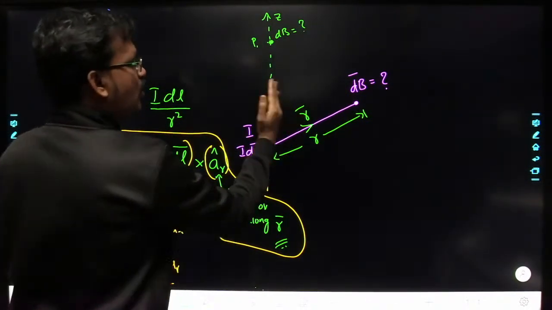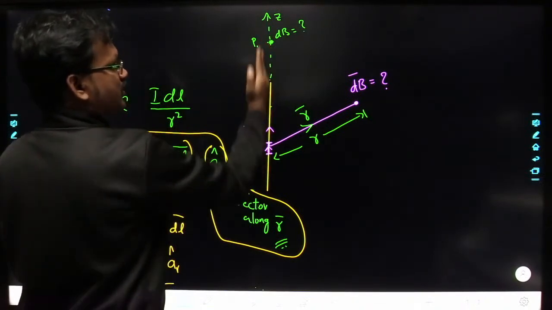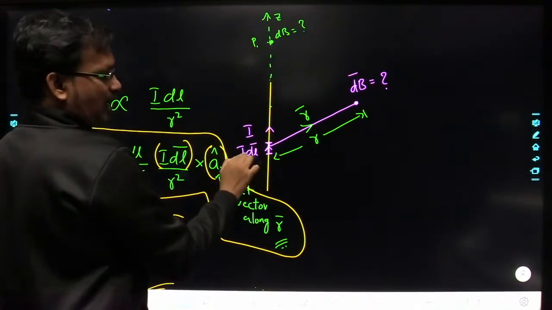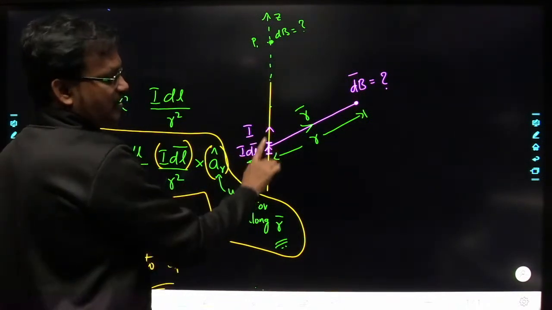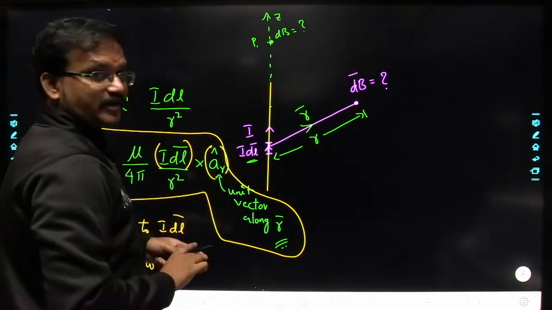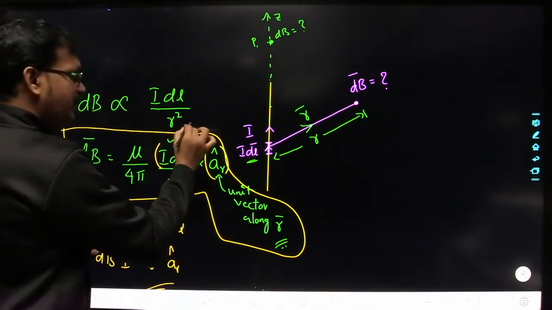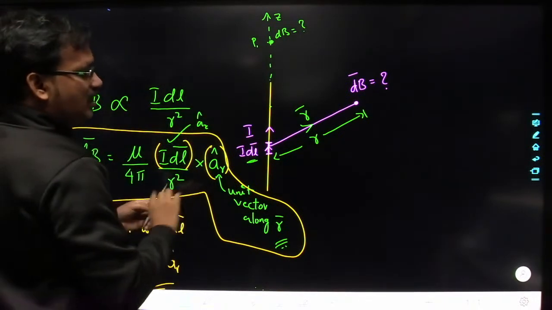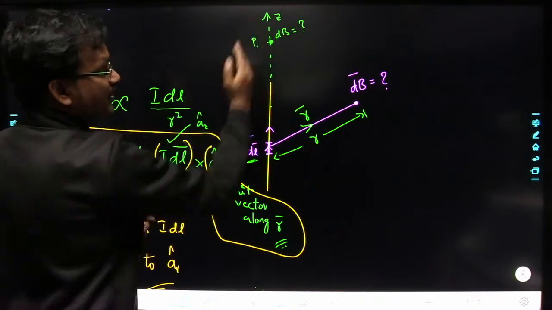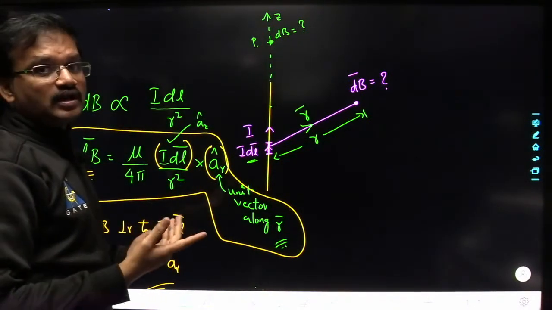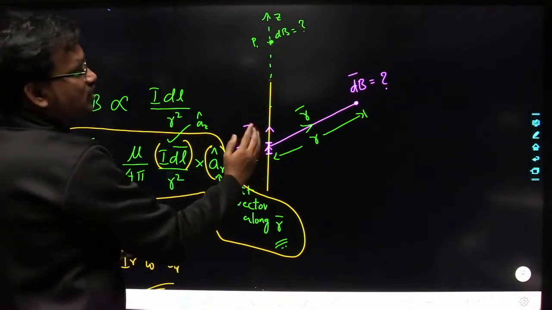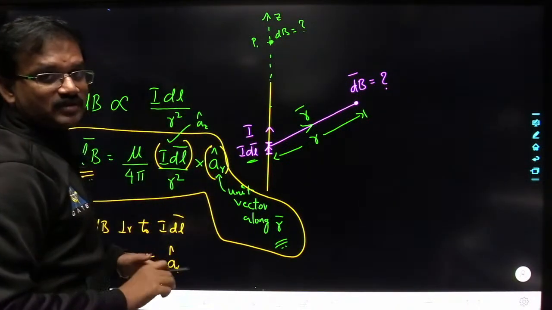Understood? Now R bar is pointing in which direction? It is pointing in the Z direction, and I dl bar, that is, the current element, is also pointing in which direction? Z direction. So the current element is pointing in the Z direction, and R bar is also pointing in the Z direction. So a_R cap is nothing but what? The unit vector along R bar. So that means what is the unit vector along the Z direction? It is nothing but a_Z cap.